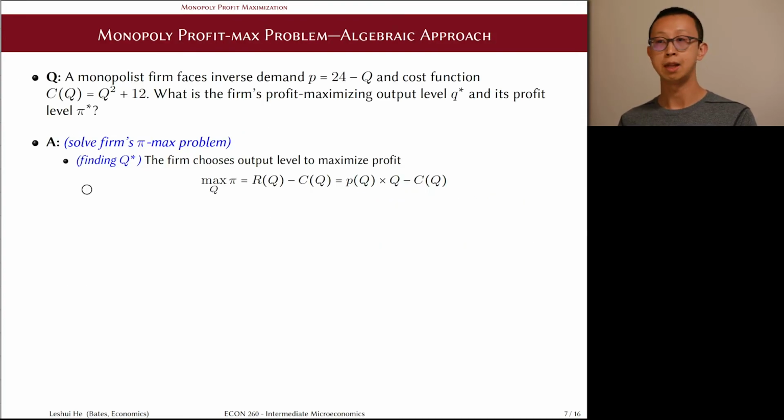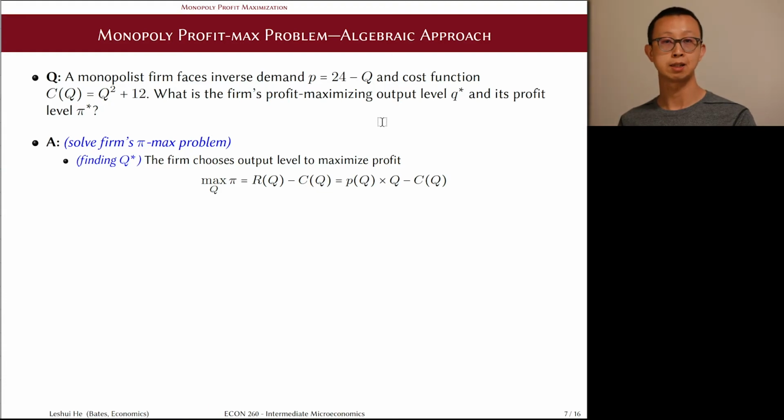Let's say that we have a monopolistic firm that faces inverse demand P = 24 - Q. So this is a linear demand function. And the cost function is C = Q² + 12. Then what is the firm's profit maximizing output level Q* and its profit level π*?